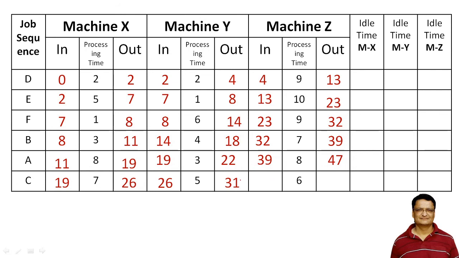Now again, can you put 31 directly over here? No, because this is the maximum value. So 47 plus 6 give me 53. So finally we got the total elapsed time. So what does 53 represent? 53 represents the maximum time required to process all these jobs through all these three machines.